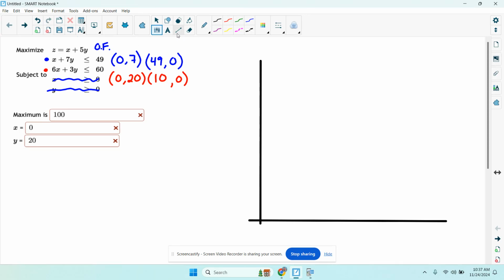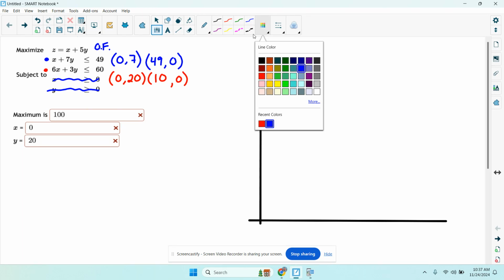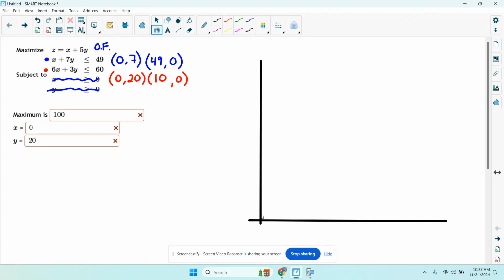So now when I connect those, if I go back to the line, I have 0, 7. So I'm just going to kind of eyeball it for right now because I don't really care about exactly where all the points are. I just want to get an idea of what the feasible region looks like. So we'll say this is 0, 7. And then 49, 0, I'm just going to put way out here. 49, 0. And I will connect those with a blue solid line.